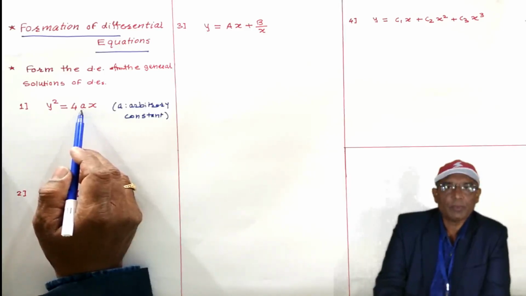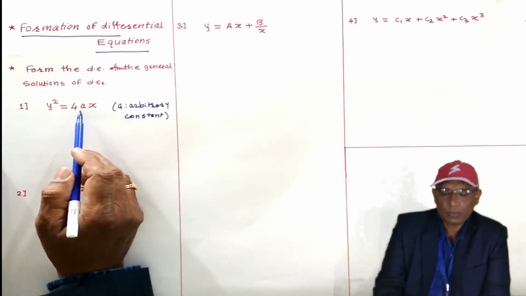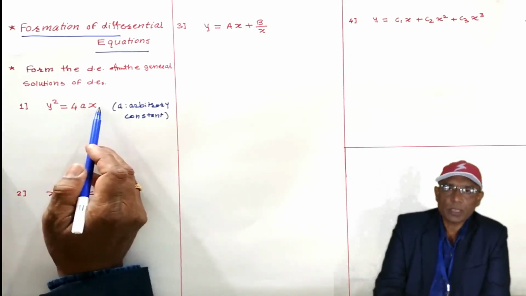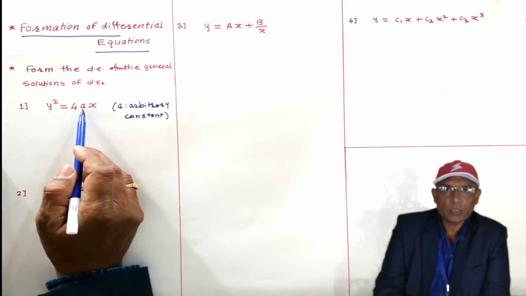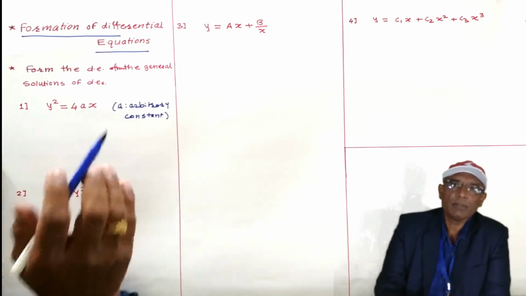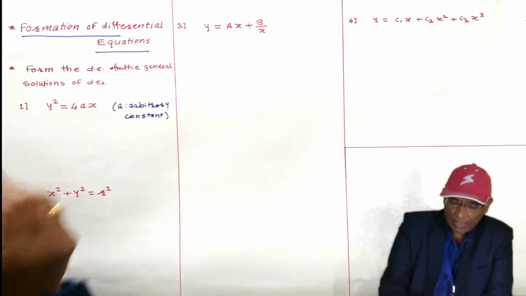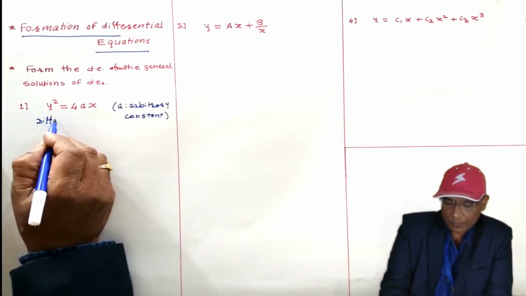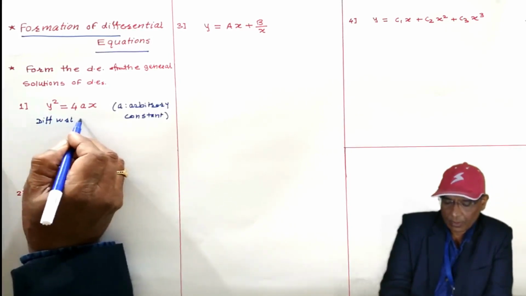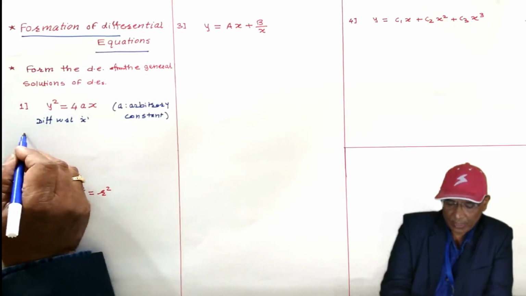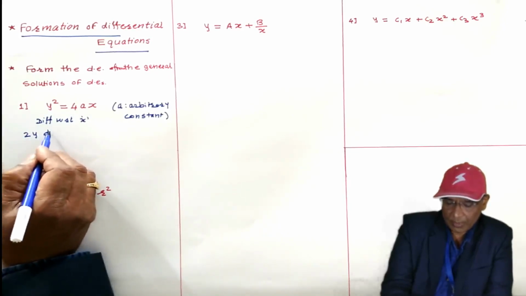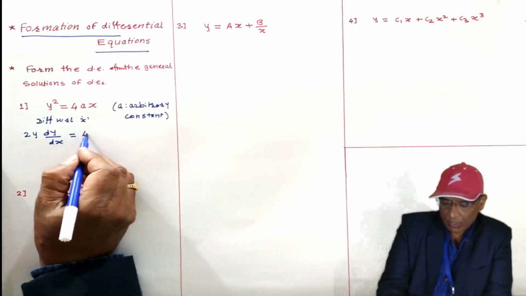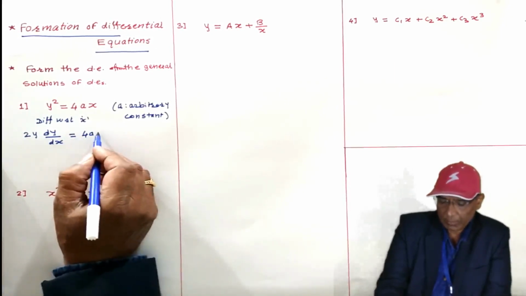So here in formation of differential equation, what we have to do? We have to remove the arbitrary constant. Only a single arbitrary constant is present. Therefore, only one derivative is required to be taken. I differentiate with respect to x. The derivative of y square is 2y dy by dx. Derivative of x is 1 with respect to x, and 4a is a multiplicative constant.